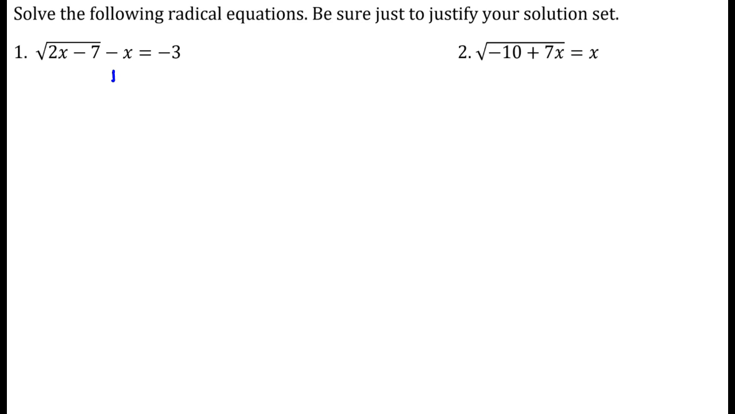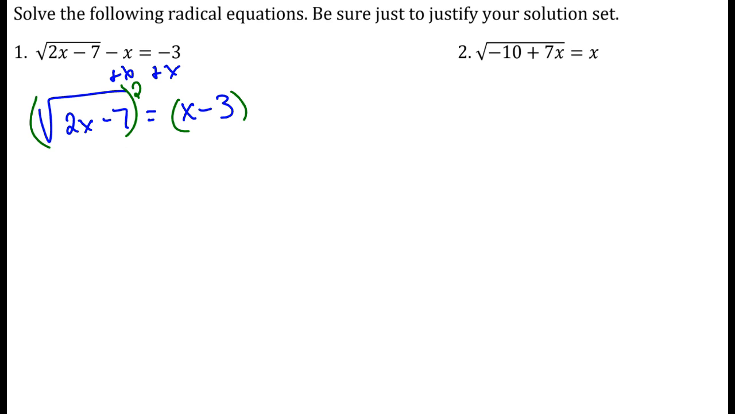So, number one, to solve this square root equation, I need to get the square root all by itself, so that x has to move to the other side. So I'm going to add x to both sides. The square root of 2x minus 7 equals x minus 3. Now that I've isolated the square root, I can square both sides. I square both sides because squaring and square rooting are kind of inverses of each other. So I'm left with 2x minus 7 equals (x minus 3) squared.